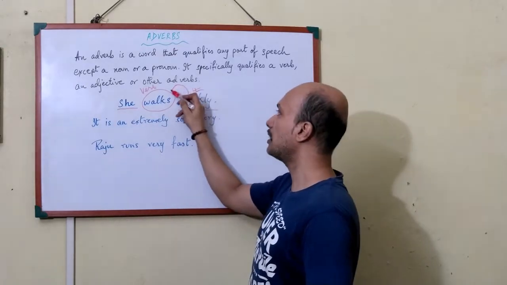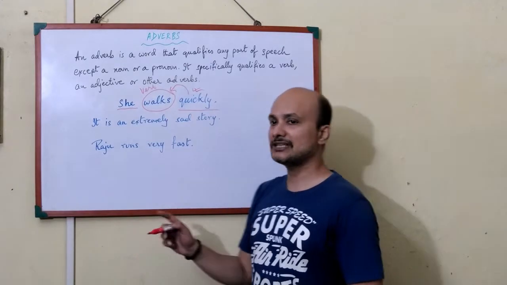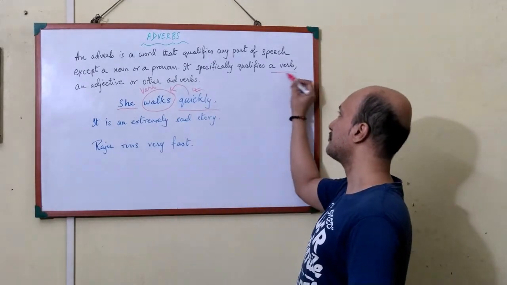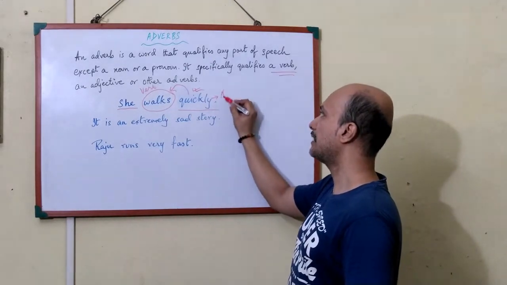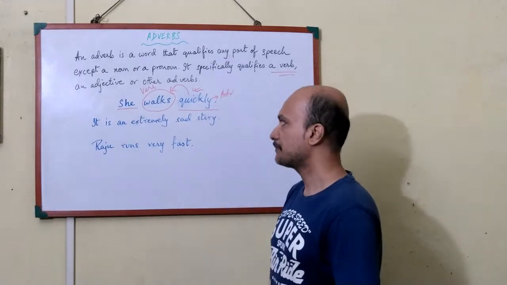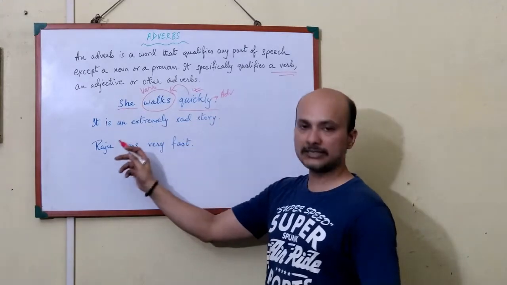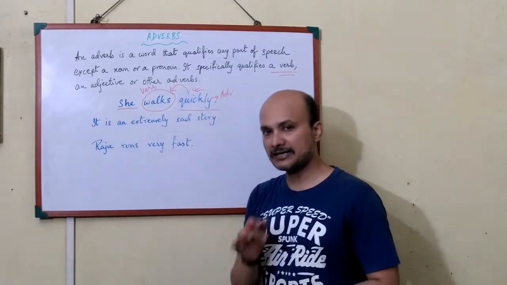So this word here qualifies the verb. That is why, as per the definition, it qualifies a verb. So this is an adverb. Understood? Moving to the next part. It is an extremely sad story.